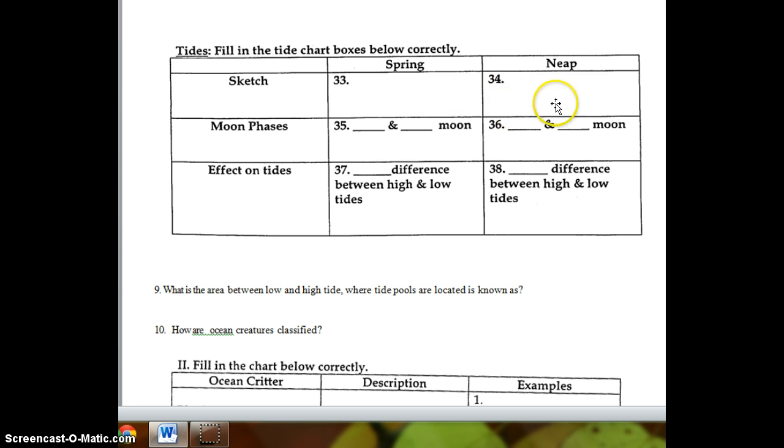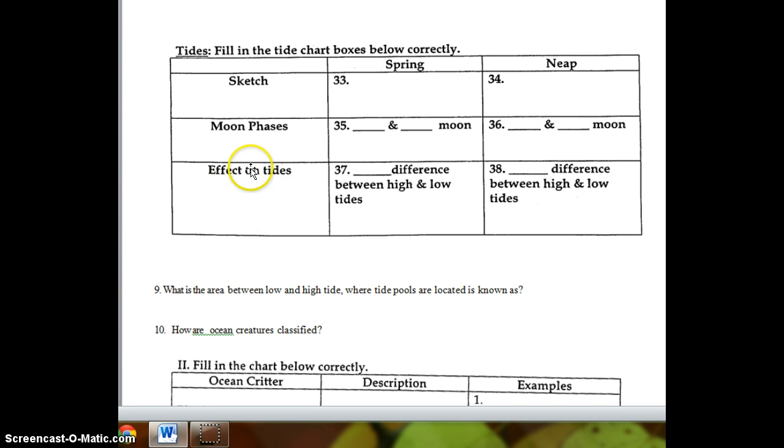For neap tide, they would have formed a right angle. If the sun was here, then the Earth would be here and the moon would either be directly above it or directly below it, forming a right angle. If the sun was over here, the Earth would be here, moon up or moon down. Moon phases for spring tide is new and full moon. For neap tide, it's first and third quarter moon.